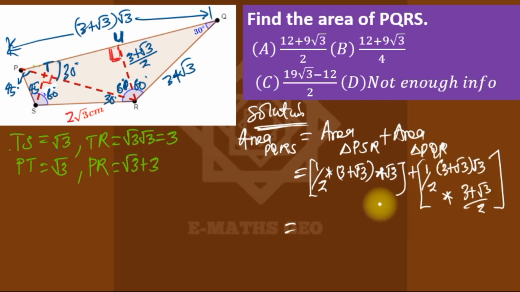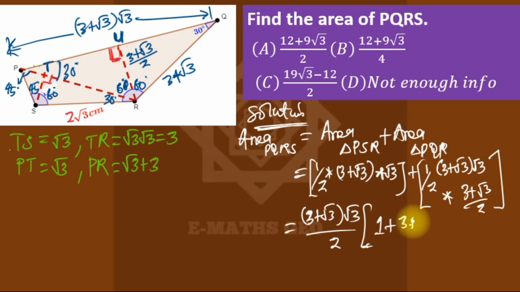So looking at this, what is common? There is root 3 here, there is root 3. There is this 3 plus root 3, there is 3 plus root 3 there. So we'll bring out 3 plus root 3 times root 3 over 2. That's what is common in both. So what is left here? This one is 1, while what is left here is just this 3 plus root 3 over 2. So that's what is left.